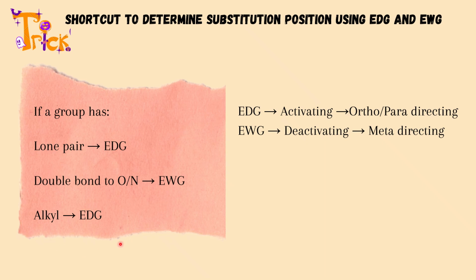Now, when we talk about alkyl groups, since alkyl groups have less electronegativity compared to the carbon atoms of the benzene ring, they act as what? Donors. Hence, they will be called what? Electron donating groups.